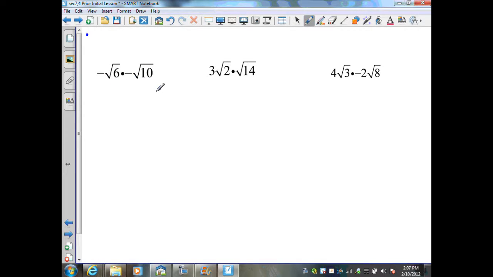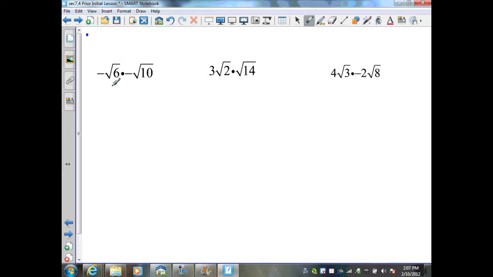Here I have a negative square root of 6 times a negative square root of 10. Two ways to solve problems like this. One, I could simplify each radical first, then multiply together at the end, and then see if I can simplify any further. That's not going to help us here because the square root of 6 and the square root of 10 are already simplified. In that case, what I need to do is to multiply our coefficients outside our radical, and then multiply inside our radical, and then simplify.